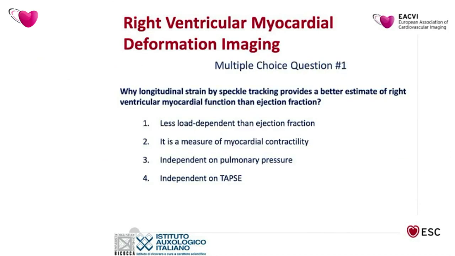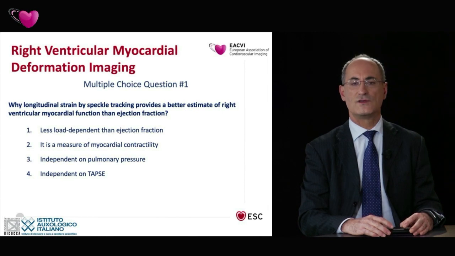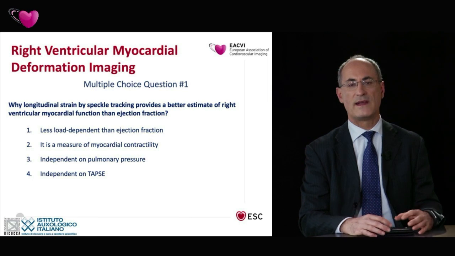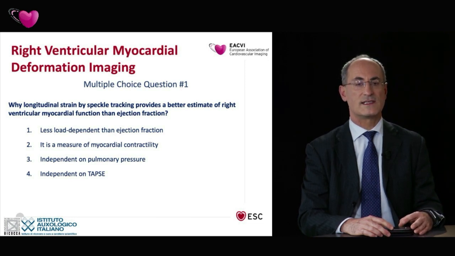we can look at the first question for our colleagues who are attending this webinar. And the question is: why does longitudinal strain by speckle tracking provide a better estimate of right ventricular myocardial function than ejection fraction? You can choose between 4 possible answers. The first one is because it's less load dependent than ejection fraction. The second one is because it's a pure measure of myocardial contractility. The third choice is because strain is independent of pulmonary pressure. And the final one is because strain is independent of TAPSE.